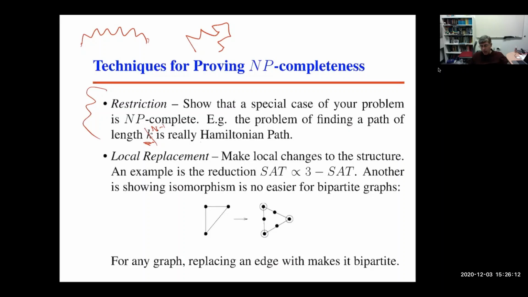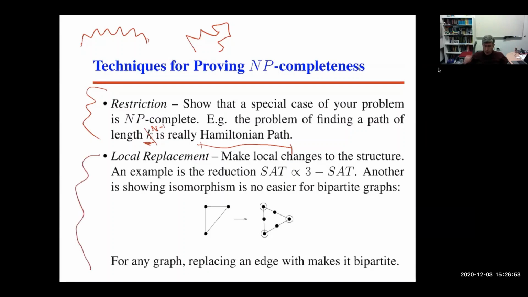If Hamiltonian Path is hard, that means finding a path of length n minus 1 is hard. Then if I ask you, is there a path of length k, is that hard? Well, it's certainly going to be hard when k equals n minus 1. Any questions about it? So if your problem is a more general version of an NP complete problem, your problem has to be as hard as the NP complete problem. That's what we mean by restriction.